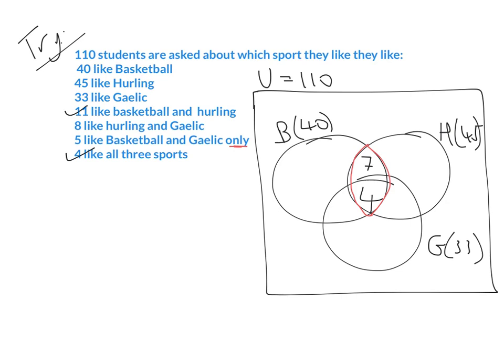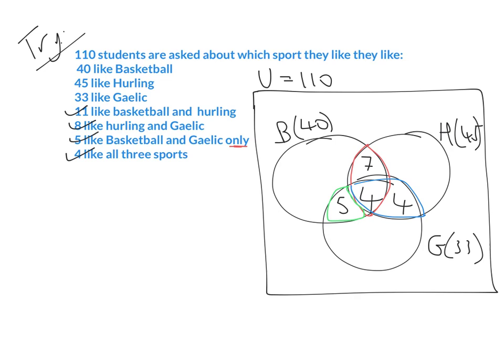The next one then is that we have 8 that like hurling and Gaelic. So that's in here. And because there's already 4 in there, we need to put another 4 to add up to 8. And 5 like basketball and Gaelic only. So basketball and Gaelic is just this bit only, I should say. So therefore that's going to be 5. So 9 of them like basketball and Gaelic overall.